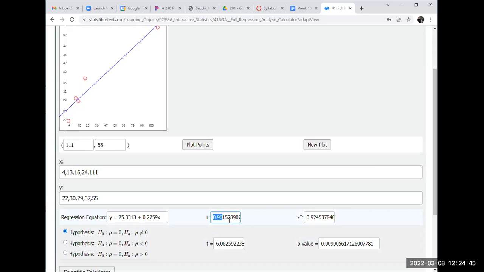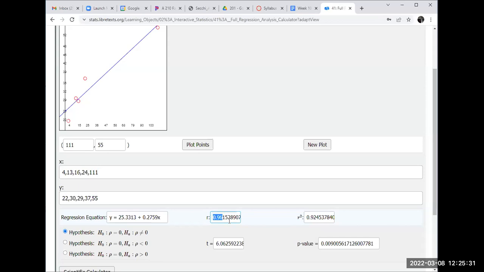Any questions so far? If R is negative, it's the same idea, except then you have a negatively sloped line. That might be something like how many hours people watch TV and how many hours people go outside and play. My guess is that people who spend a whole lot of time sitting around watching TV are probably more likely to spend less time outside playing. So as one goes up, the other tends to go down. It's not a perfect predictor, but you're going to have this negative relationship between the two.